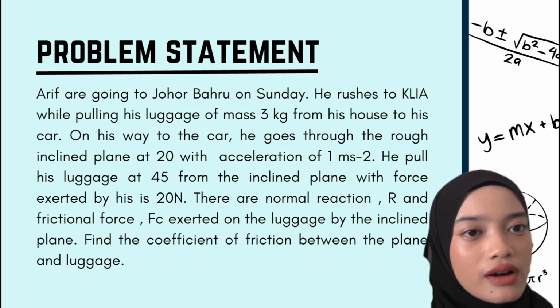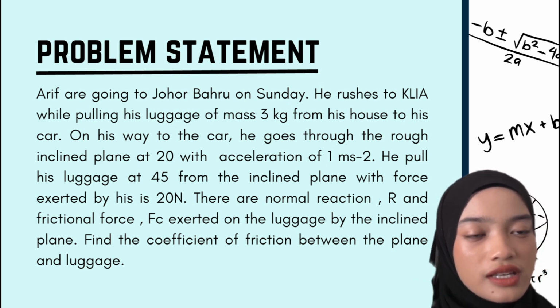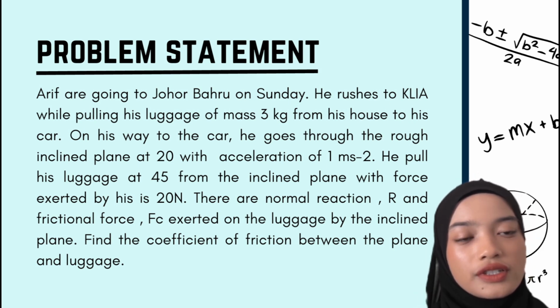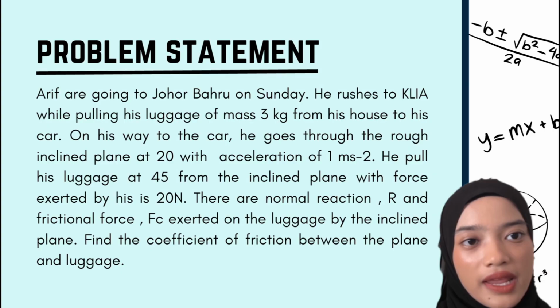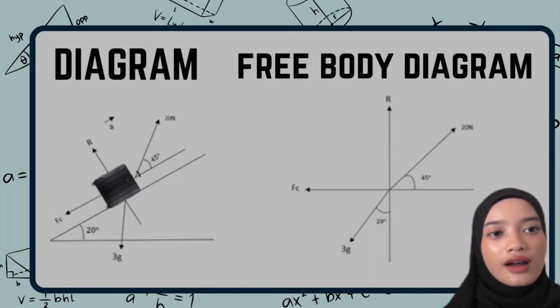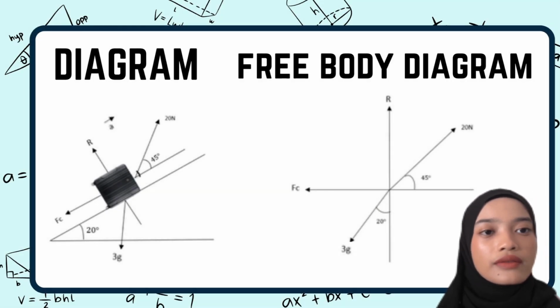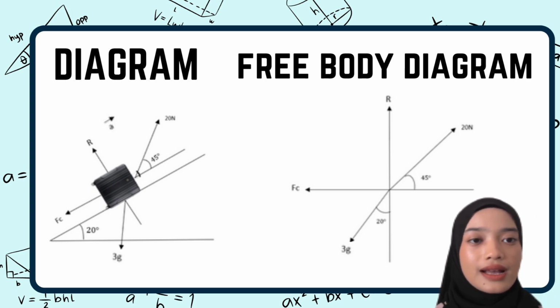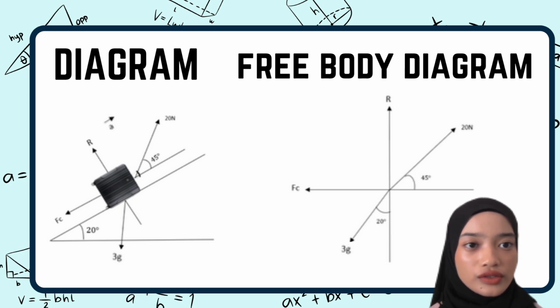There are a normal reaction R and a frictional force Fc exerted on his luggage by the inclined plane. Find the coefficient of friction between the plane and his luggage. Here are the diagram and the free body diagram from the problem statement. We know that the acceleration is along the x-axis, or the horizontal line. Since the mass is in kg, we have to change the mass to weight. To find the weight, we multiply 3 with g, where g is 9.81.